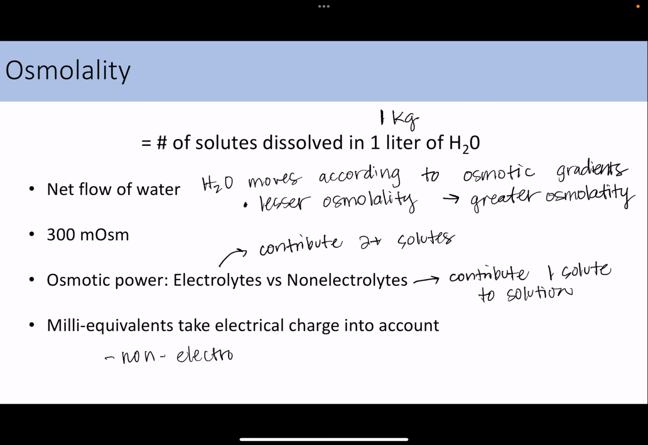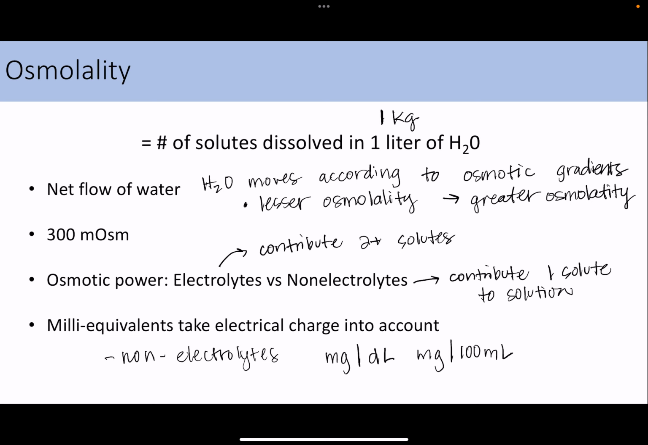And I think this is already in your notes, as it shows the measurements for non-electrolytes. Non-electrolytes are measured in milligrams per deciliter, or the same thing would be milligrams per 100 milliliters, because we don't have to take electrical charge into account because they don't split into ions. They're not held by ionic bonds.